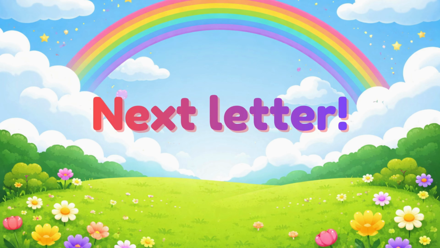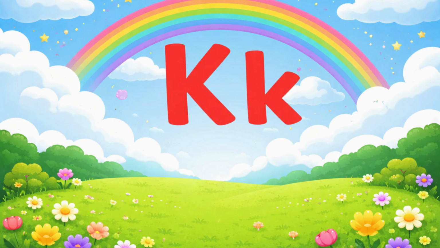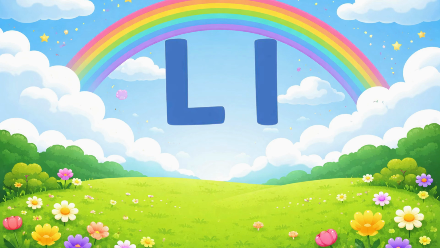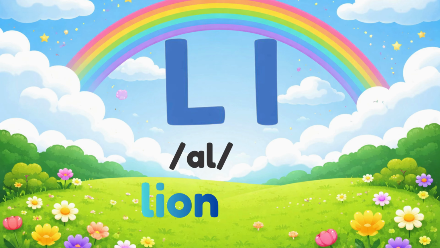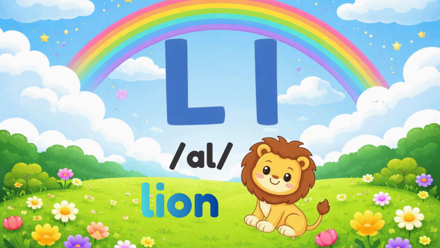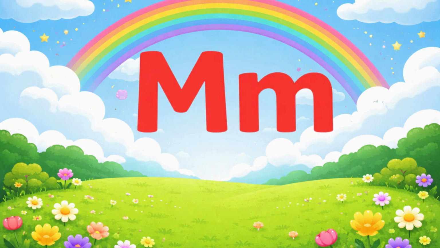Next letter. This is the letter K. K. This is a key. K is for key. This is the letter L. L. This is a lion. L is for lion. This is the letter M.